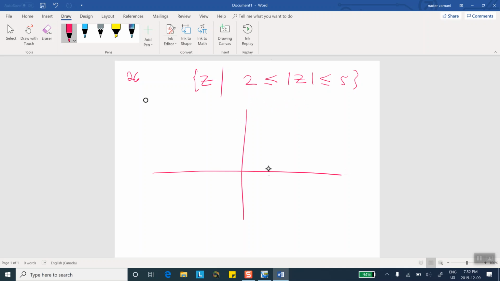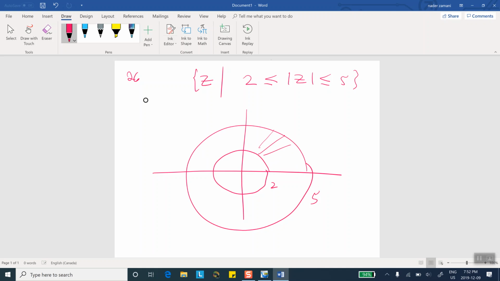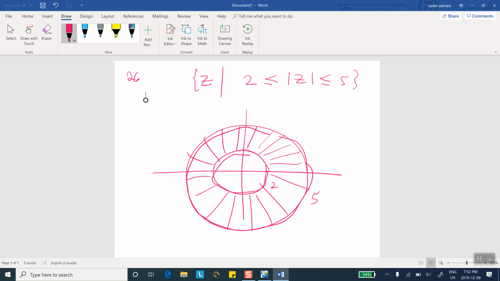So here's the situation. You draw a circle of radius 2. You draw a circle of radius 5. You want it to be inside of the circle of radius 5 and outside of the circle of radius 2, including the boundaries themselves, those circular boundaries themselves. So it will be this region, and that includes this circle and includes that circle because of the equal sign that you see up there. Okay, let's do number 30.